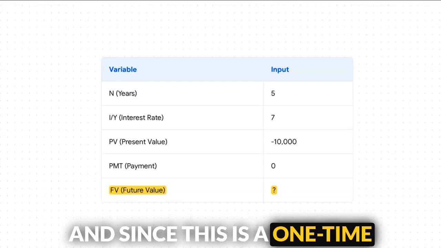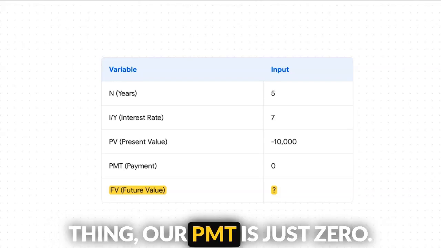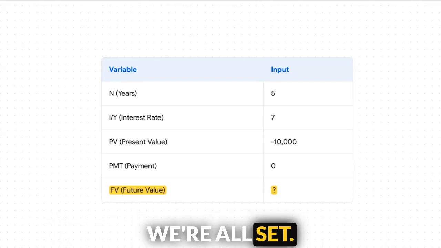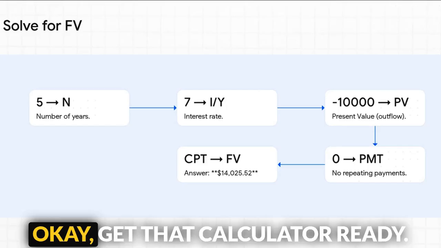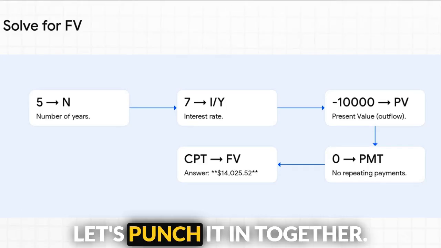And since this is a one-time investment, not a repeating thing, our PMT is just 0. Okay, we're all set. Let's solve for the future value. Okay, get that calculator ready. Let's punch it in together.